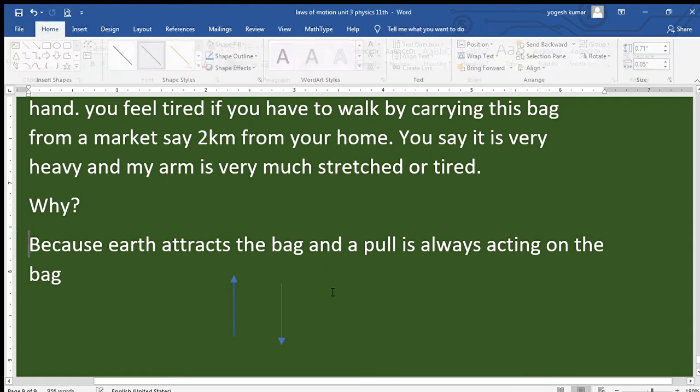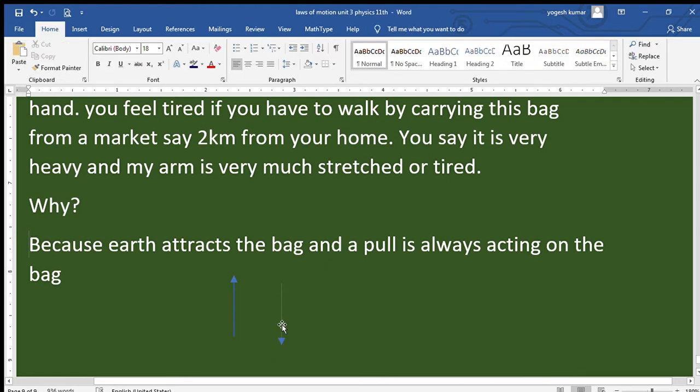The earth is attracting the body in the downward direction. If you have to carry that thing in your hand, you have to apply equal force in the opposite direction. Therefore you feel tired. So you are struggling with the earth to carry that thing. Earth is pulling in this direction, you are pulling in that direction, therefore you feel the weight of that body.